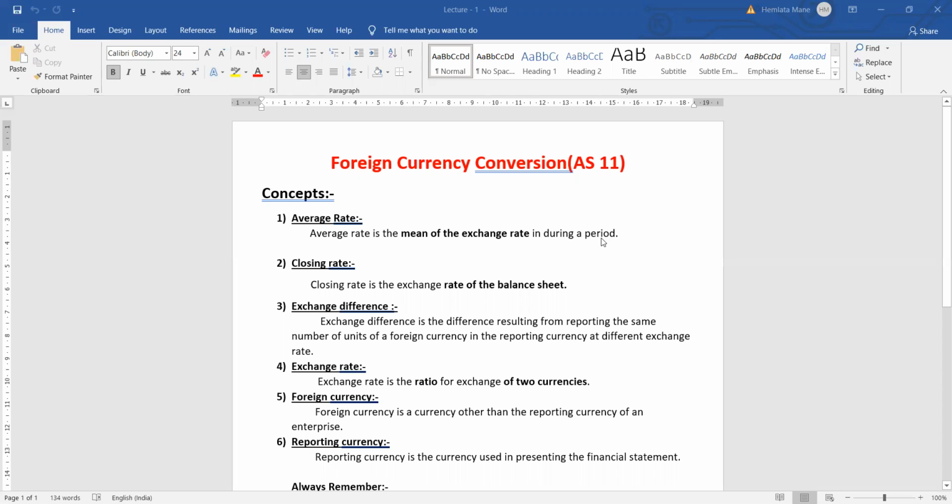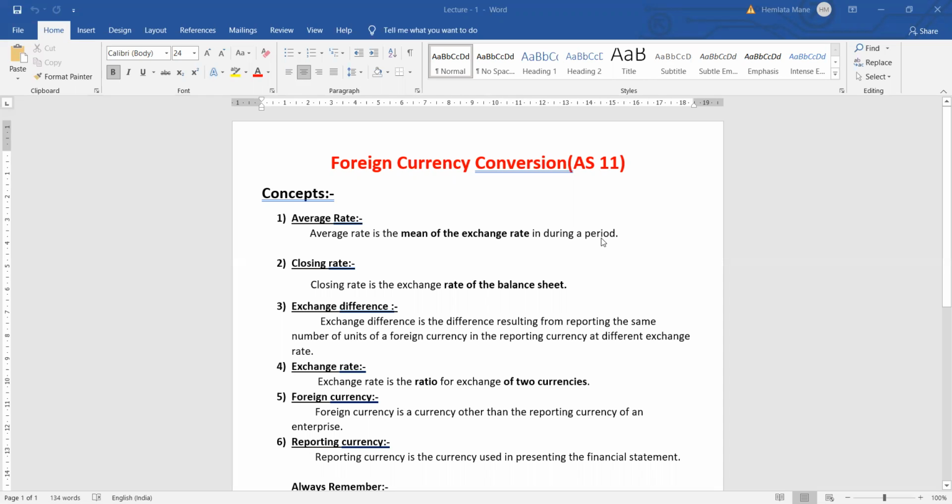Opening rate means what? At the time of starting of the financial statement. Suppose your financial statement starts from the 1st April, then the rate of 1st April is the opening rate. And closing rate means the end of the period of the financial statement. Suppose your financial statement ends on 31st March, then the rate of 31st March is the closing rate.